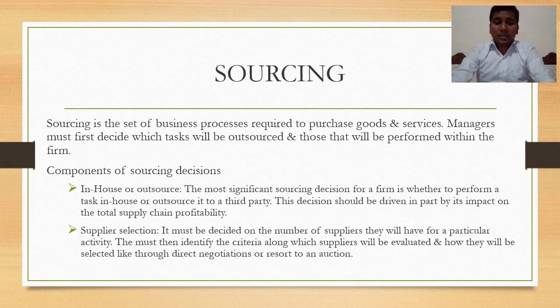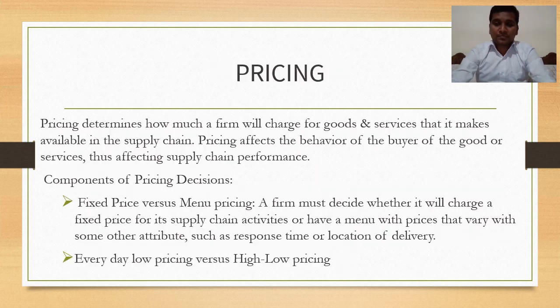In-house or outsource. The most significant sourcing decision for a firm is whether to perform a task in-house or outsource it to a third party. The decision should be driven in part by its impact on total supply chain profitability. Supplier selection. It must be decided how many suppliers they will have for a particular activity. They must then identify the criteria along which suppliers will be evaluated and how they will be selected, through direct negotiation or resort to an auction.